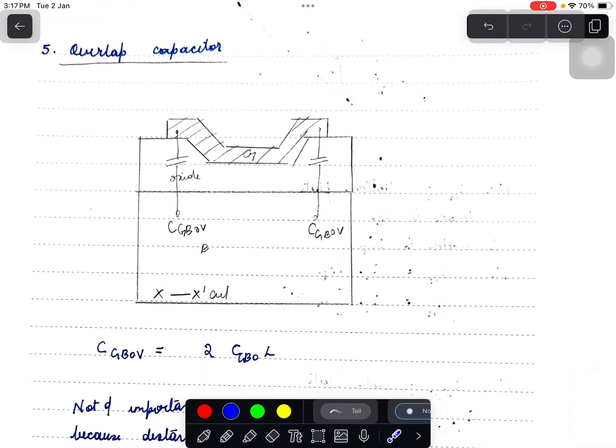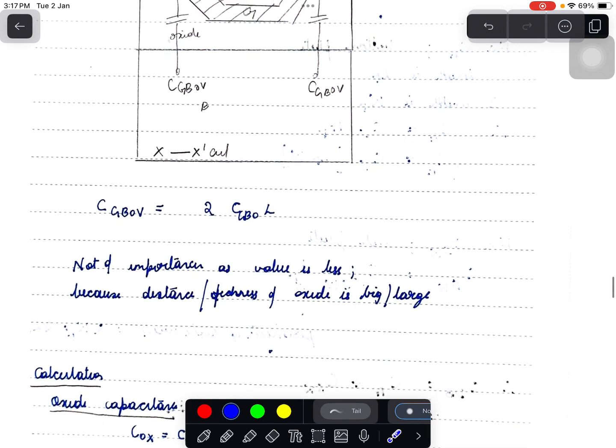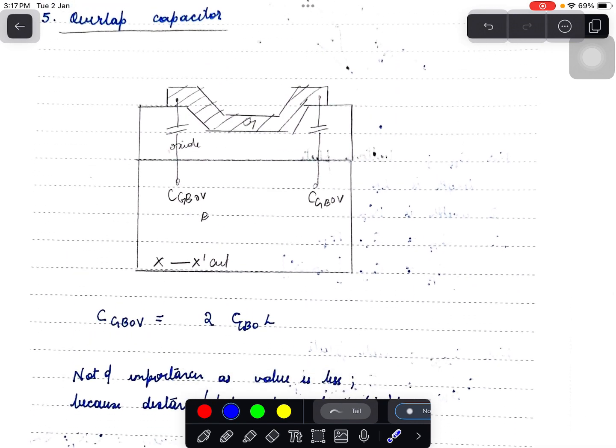Next is the overlap capacitor formed due to overlap between the gate and the bulk. So we have the gate to bulk overlap capacitors, which is formed here, and this depends upon the length of the channel L. The gate to bulk overlap capacitance is of not much importance because its value is very less.